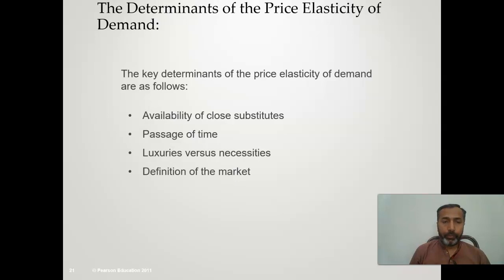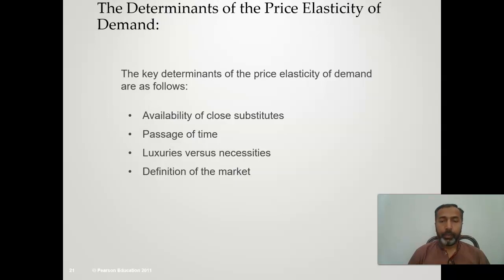Our fourth factor is definition of the market. By market definition, we mean a broad definition of the market or a narrow definition of the market. For example, are we talking about the market of Pepsi only, or are we talking about the market of the entire cold drink industry? Similarly, a narrow definition of the market is a spinning or knitting unit, while the broad definition of market is the entire textile sector.